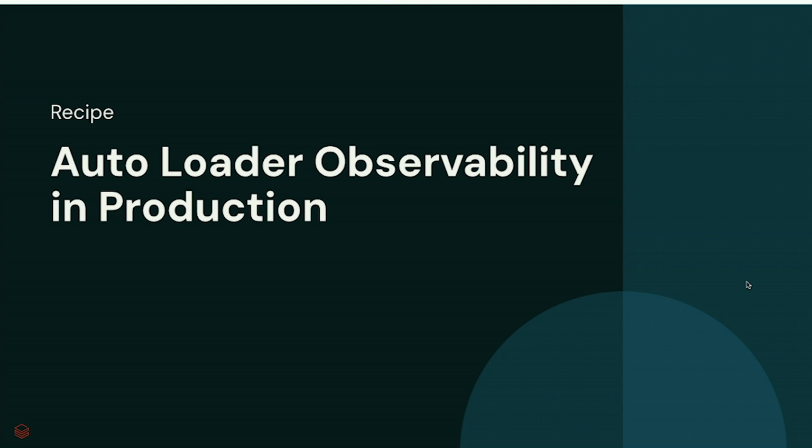So, as Sandip just described, over the past year, we have made a number of improvements to autoloader in terms of new features, improved performance, usability, and observability. So I will now demonstrate how we can use some of those new features and also combine them with existing capabilities such as Delta Live Tables pipelines and AI/BI dashboards to build a practical solution for autoloader observability.